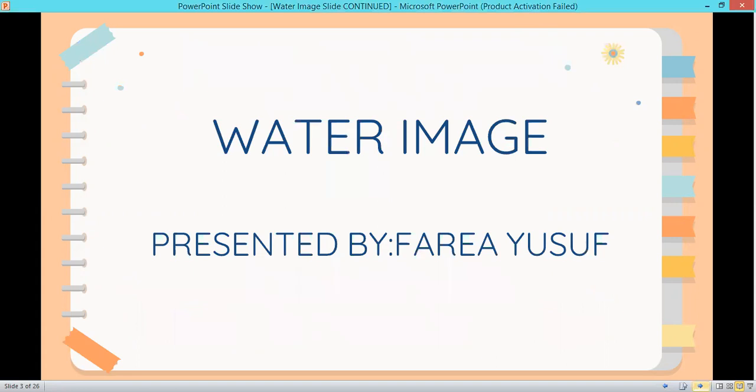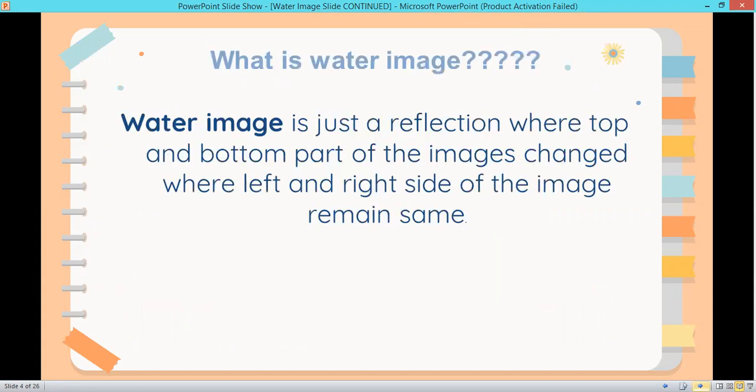So today we'll be discussing an important topic of water image of reasoning subject. So let's discuss what is water image. Water image is just a reflection where the top and the bottom part of the image is changed when the left and the right side of the image remains unchanged. It remains same. We can quickly understand this with a proper picture example.